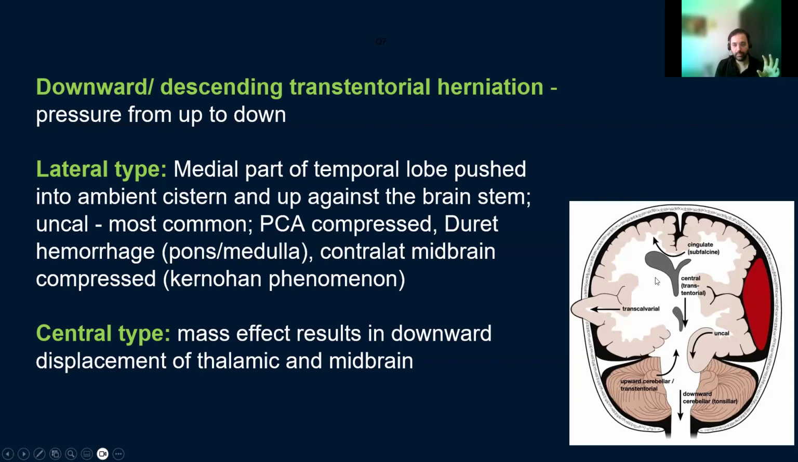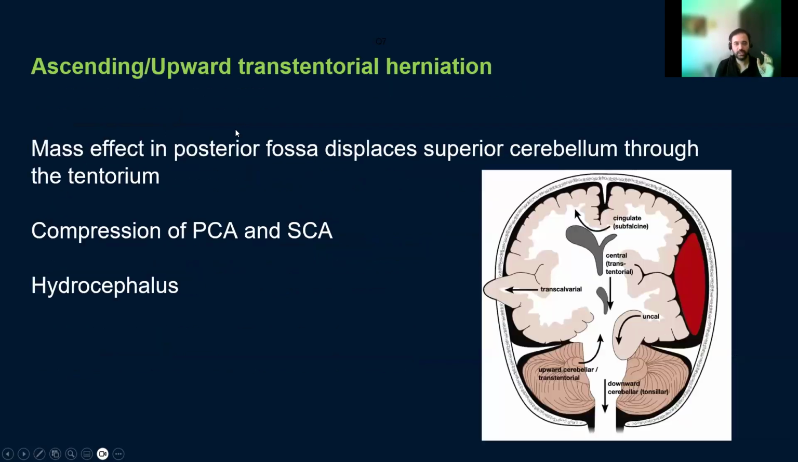Now the central type is quite explanatory, where there is some sort of a mass which is present in the center, in the basal ganglia or the thalamus or something, and is going to compress these structures straight downwards. There's nothing on the lateral, it's more centrally placed. So that's the descending or the downward transtentorial herniation.